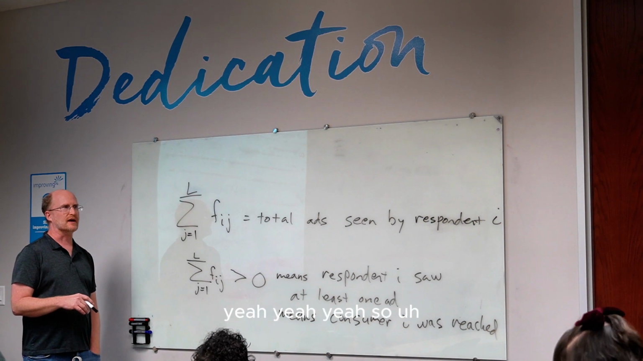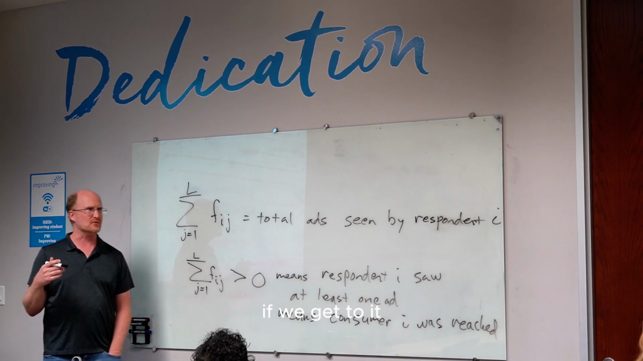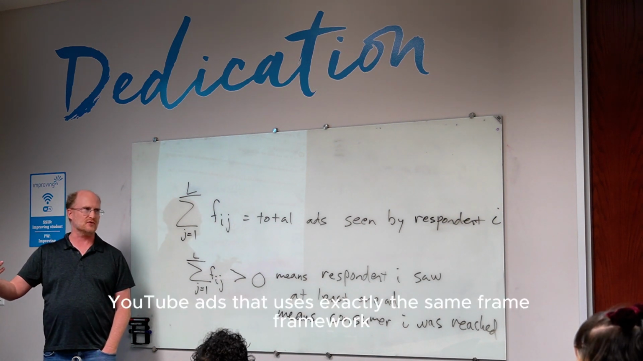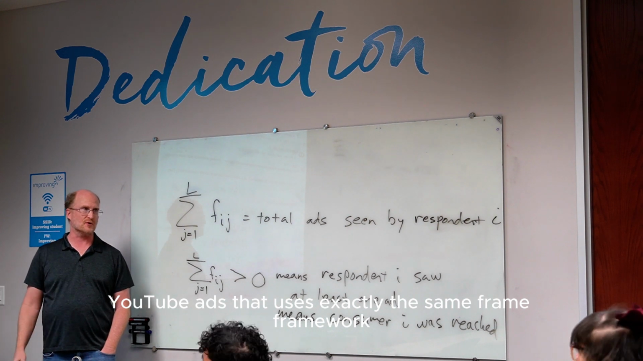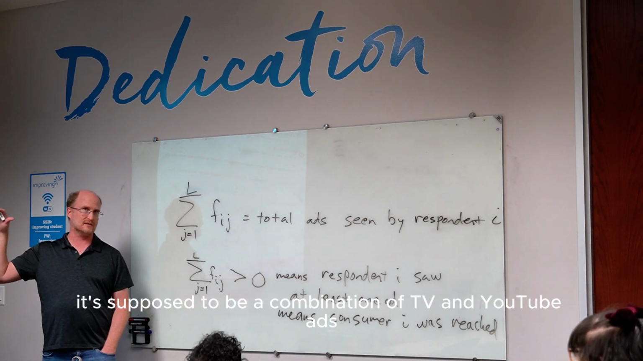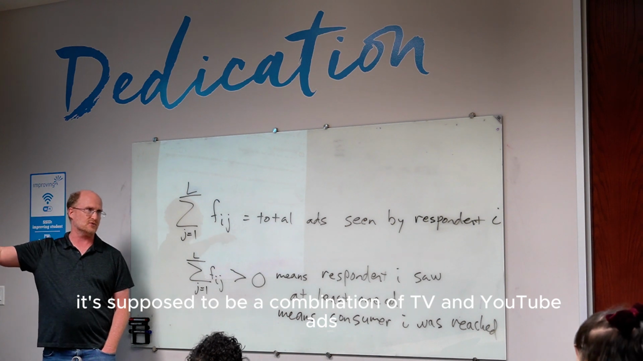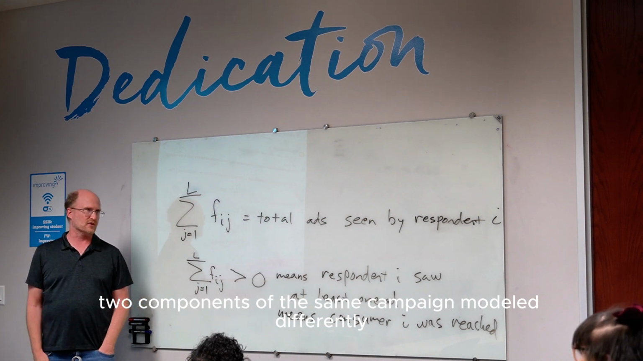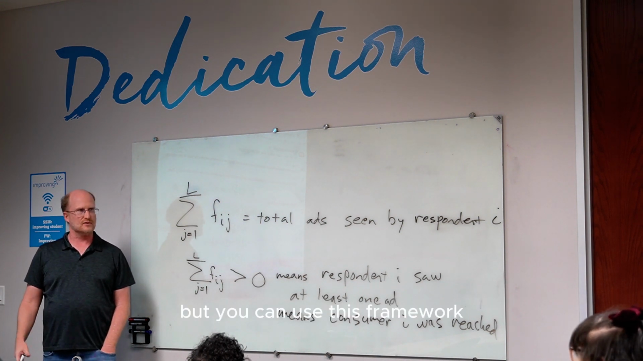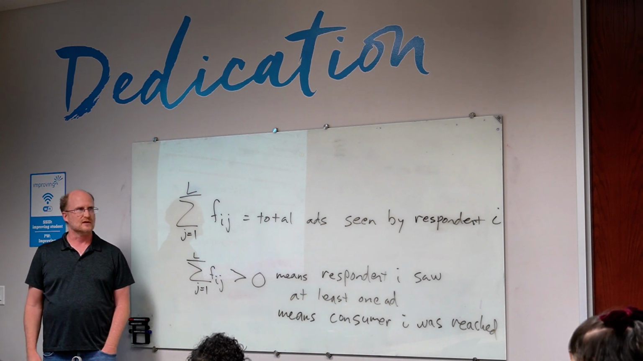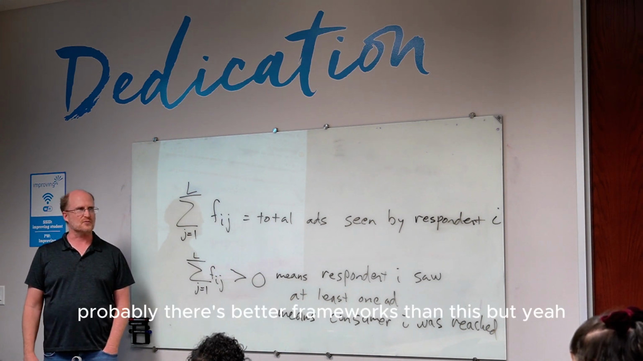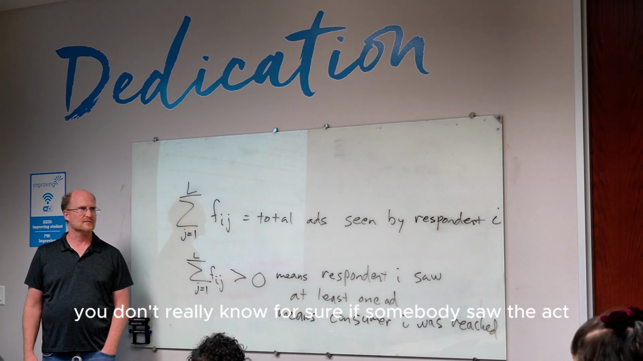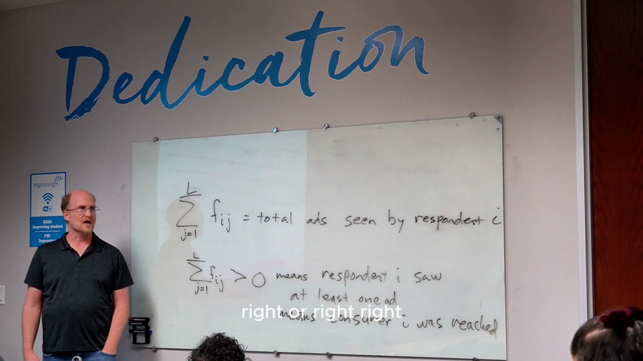If we get to it, we may not have time, but I do have an example based around YouTube ads, and it uses exactly the same framework. It's supposed to be a combination of TV and YouTube ads, which would be considered two components of the same campaign, modeled differently. You can potentially use this framework for that as well, although it's a little more rigid. There are probably better frameworks than this. It's like, on TV, you don't really know for sure if somebody saw the ad, right?